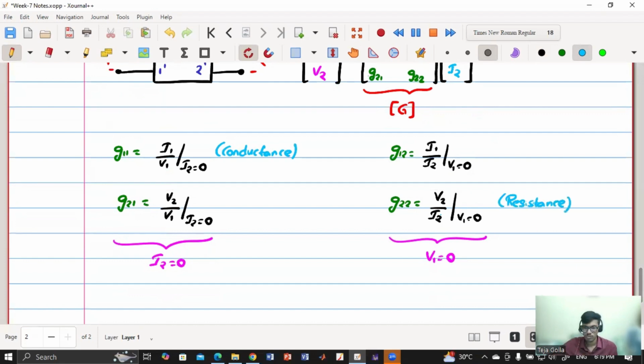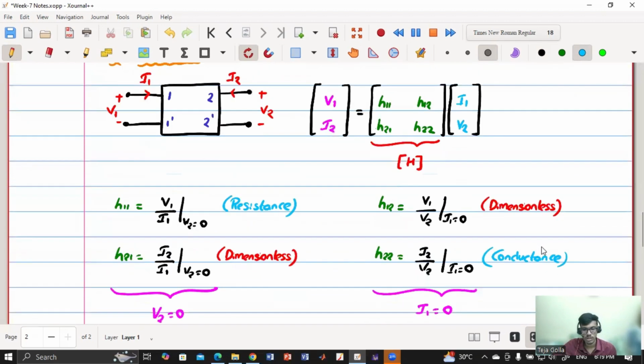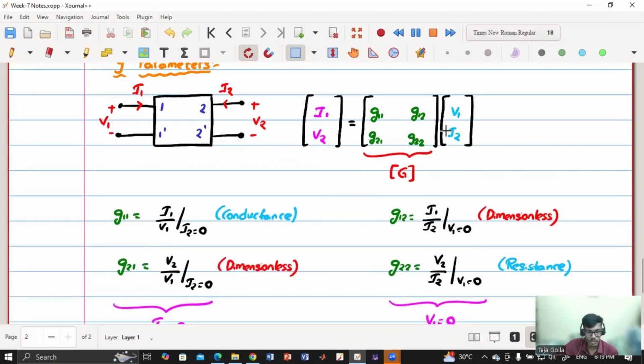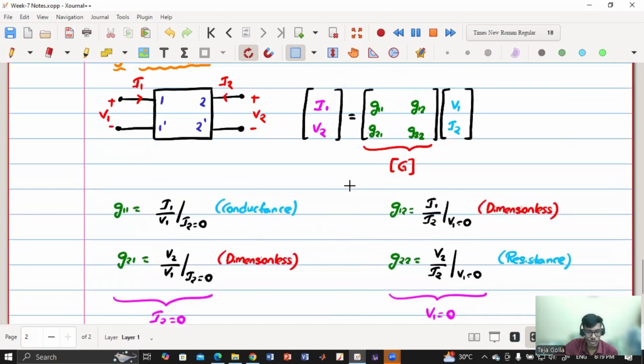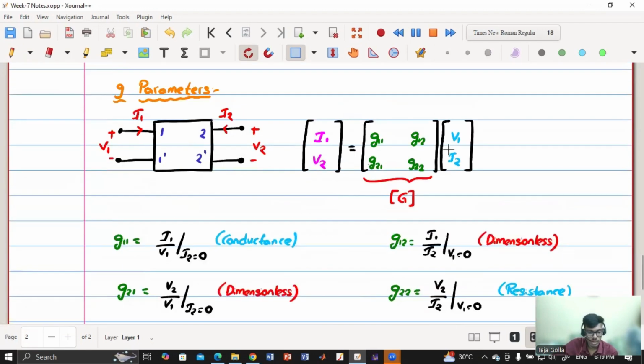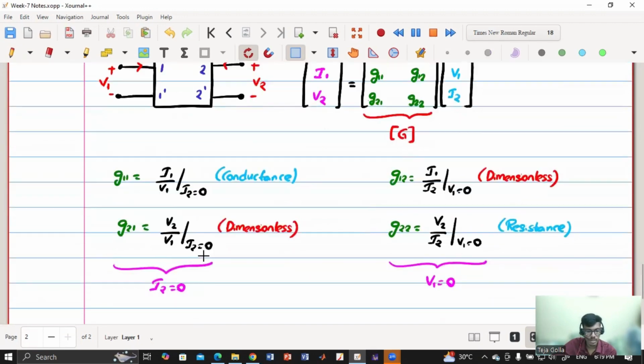Okay. So now what about the G12 and G21? They are dimensionless because it is either the ratio of voltages or the ratio of currents. So here this is ratio of currents and this is ratio of voltage. So they don't have dimension. You have to be very clear and thorough with this. So first we'll always write the matrices, then we'll define them, and then we'll obtain the parameters individually.